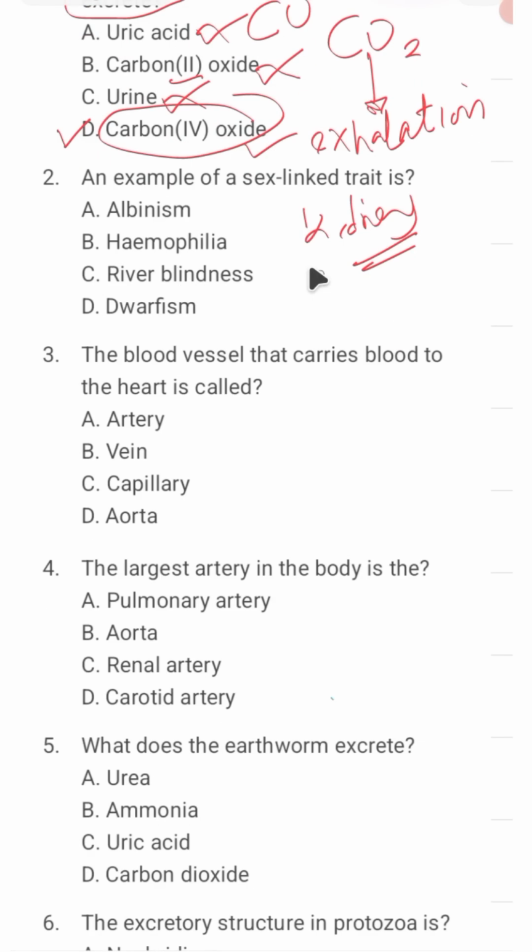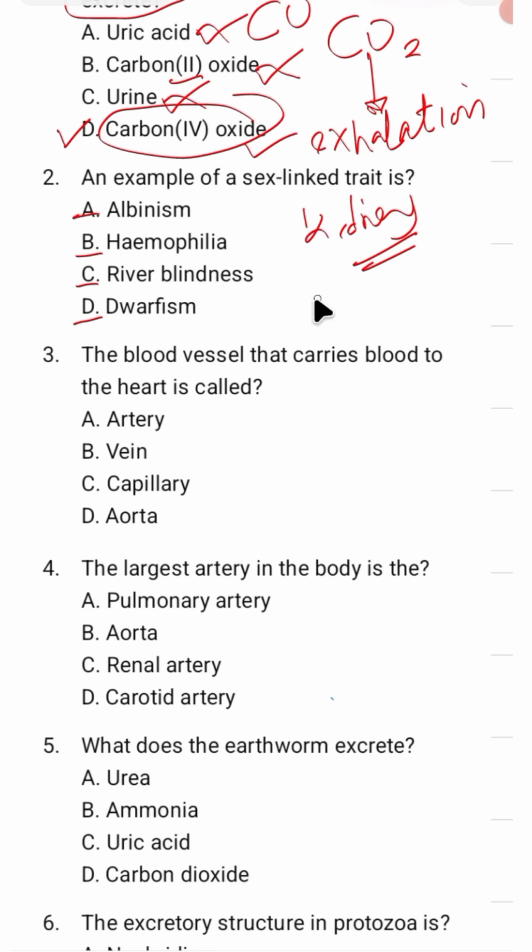Next one. An example of a sex-linked trait is, option A, albinism, option B, hemophilia, option C, river blindness, option D, dwarfism. Let's take it one by one. Now, what is a sex-linked trait? This is the first thing you need to understand. A sex-linked trait is a trait that is controlled by genes that are located on the sex chromosomes.